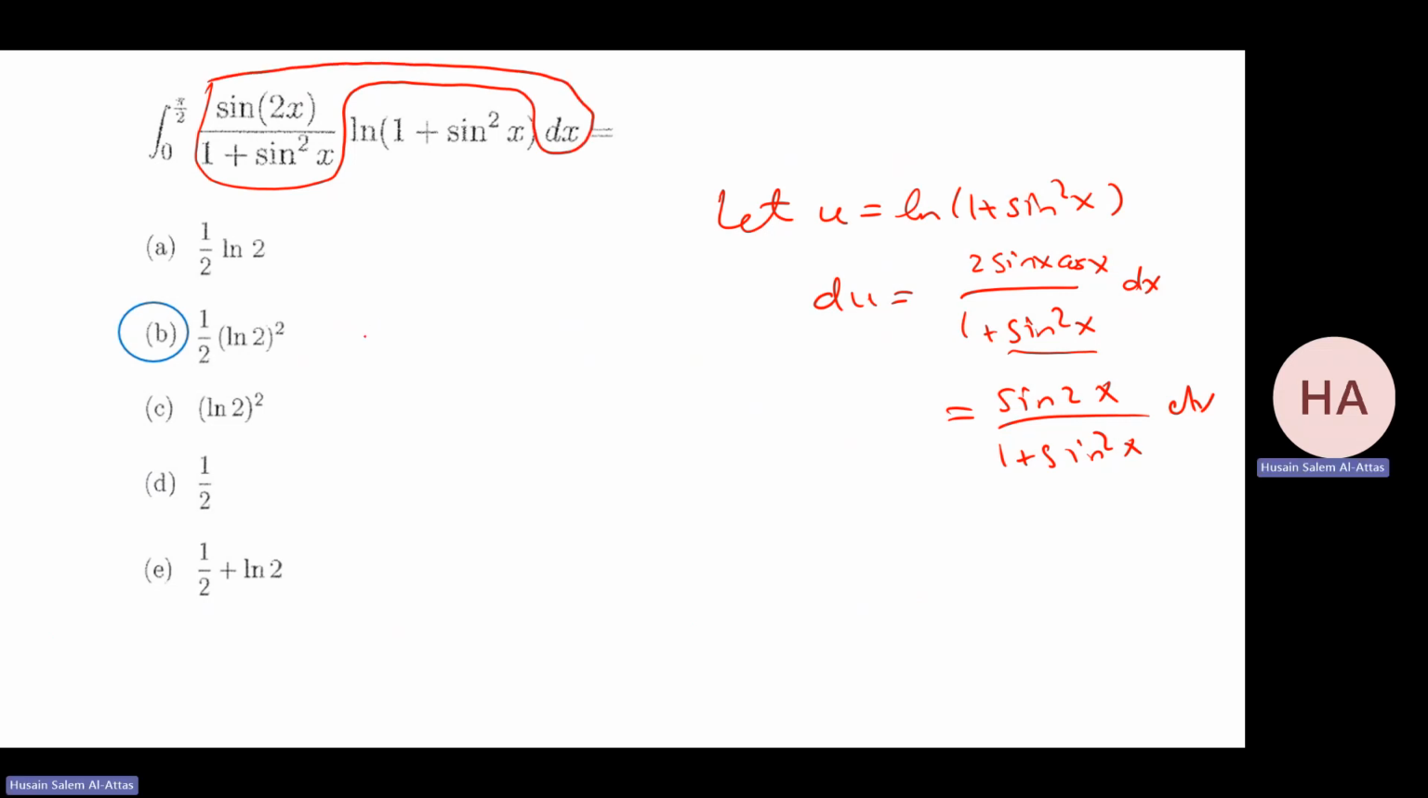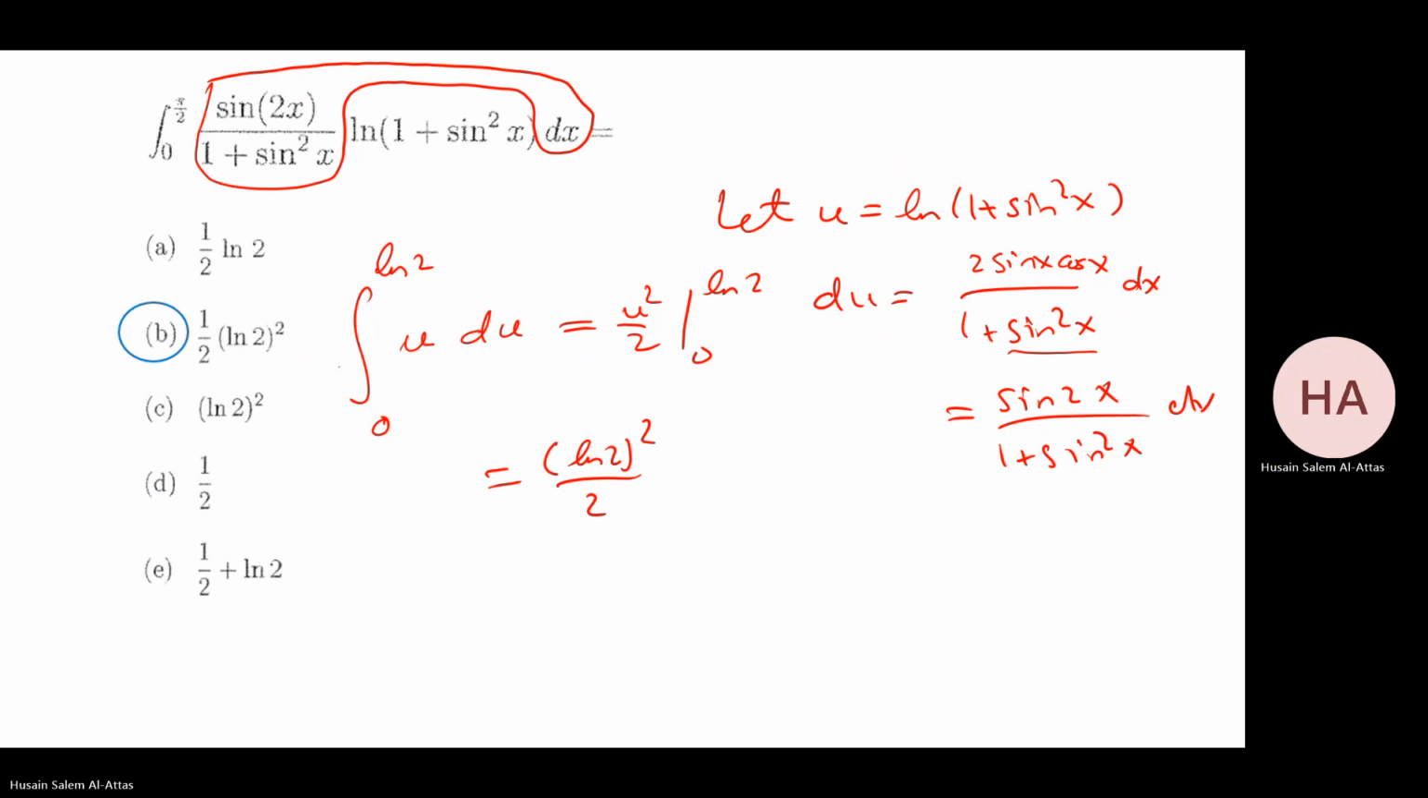Okay, so this integral will be what? Now we'll use the limits. Sine 0 is 0, ln 1 will be 0. Pi over 2 will give me ln 2, since sine pi over 2 is 1, 1 plus 1 is 2, so I have ln 2. And I have u du. That gives me u squared over 2 from 0 to ln 2. So the answer is ln 2 squared over 2, which is this.